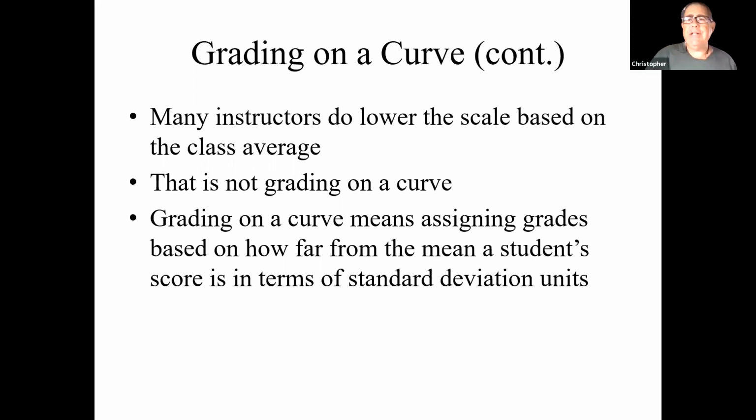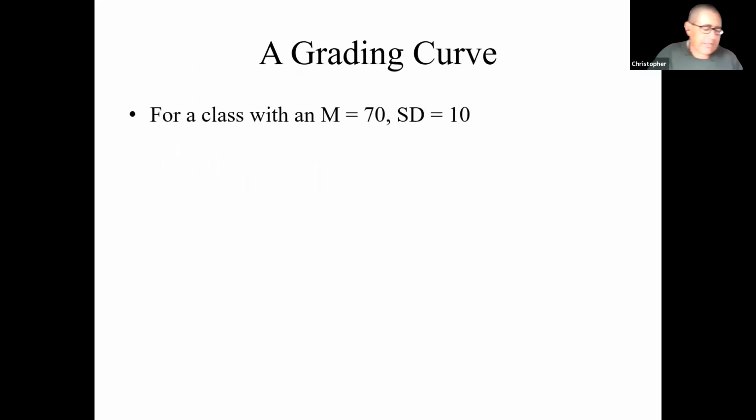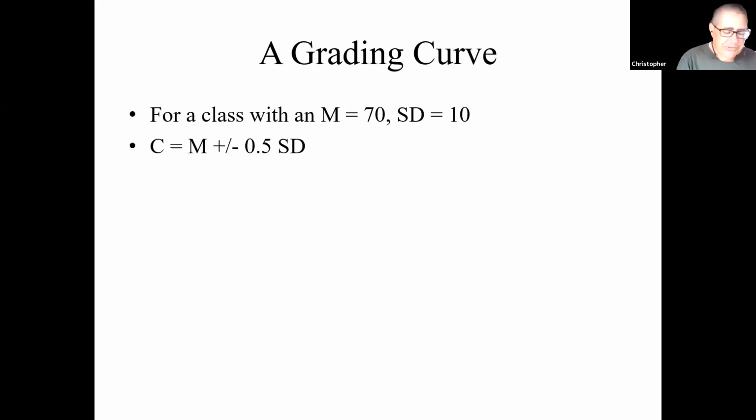So a typical grading curve for a class that had a mean of 70% and a standard deviation of 10%, the C would be set at plus or minus half of a standard deviation from the mean. And when I say half of a standard deviation, that means half of whatever our standard deviation is. So that would be on the lower end a 65, on the upper end a 75.